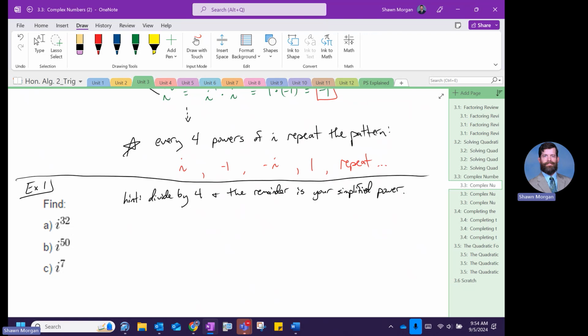All right. So like i to the 32nd, now 32 is a multiple of 4, is it not? Yes. So we would say this is the same thing as i to the 4th, which is 1.